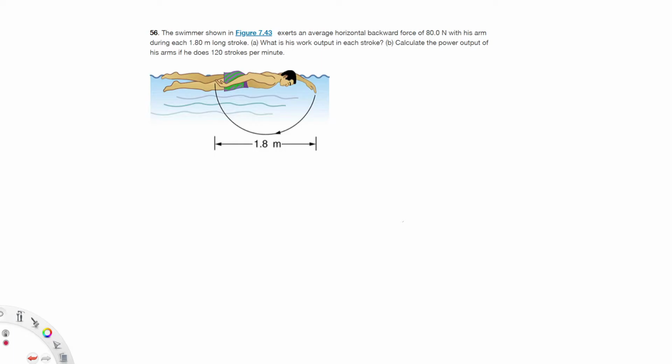We've got a swimmer. This is much nicer to consider than fusion bombs. So we're told the average horizontal backward force of the stroke is 80 newtons. So obviously there's going to be more backward force at the very bottom where your movement is actually pointing backwards than there is at the front or the end of the stroke. But they're saying average, right? So they're making our lives simpler. So how much work does each stroke do? Right, so again, work is equal to a force applied over a distance.